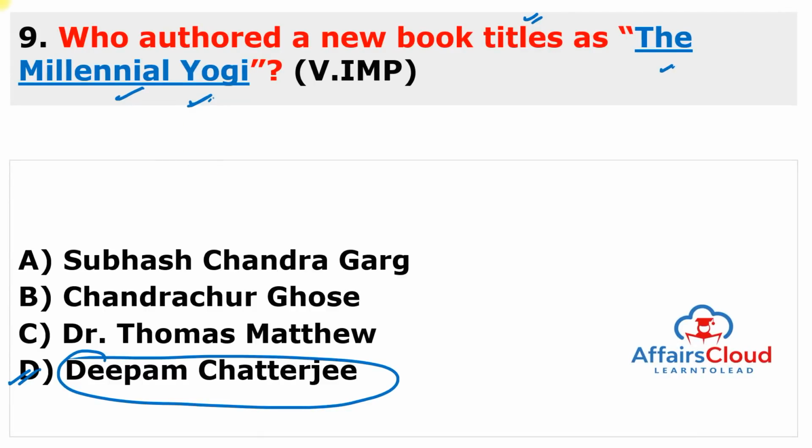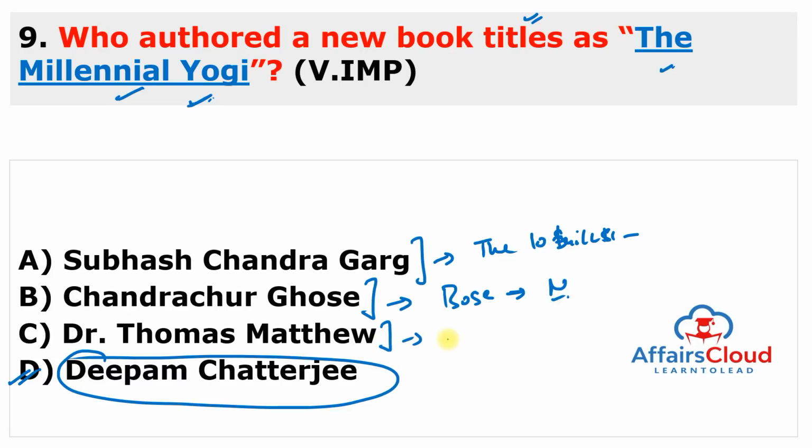So moving to the next question, but you can also remember the other authors here. Subhash Chandra Garg recently wrote a book about the Indian economy, and the name of the book is The $10 Trillion Dream. Next is Chandrachud Ghosh. He recently wrote a book about Subhash Chandra Bose, and the name of this book is Bose, The Untold Story of an Inconvenient Nationalist. Dr. Thomas Matthew recently wrote a book about Ratan Tata, and the name of the book is Ratan Tata, The Authorized Biography. So all the authors are very, very famous.